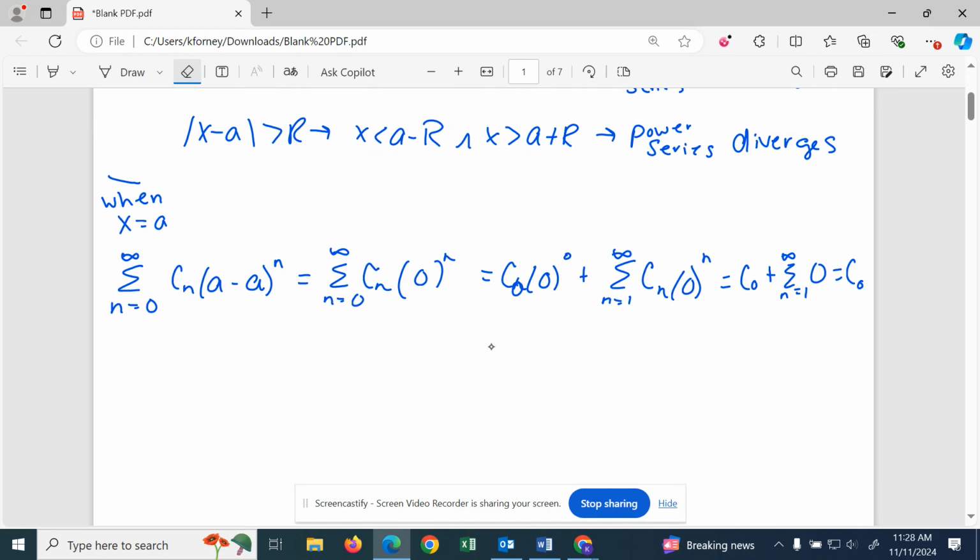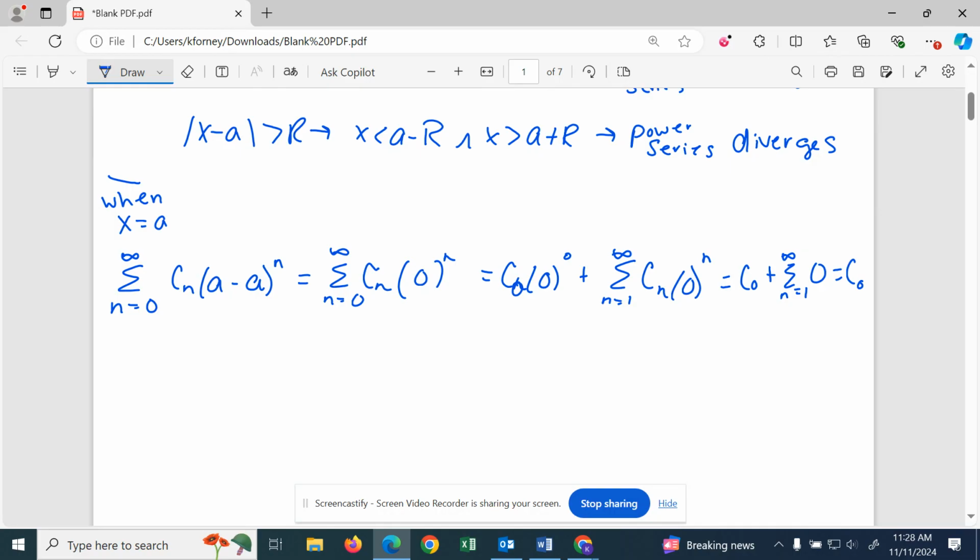Hopefully we all see that connection, but if not, 0 to any power other than 0 is going to give you 0 here. So that's how this is going to be 0, which is c sub 0. Okay, so the power series converges, and we stripped out the first term since it was the only non-zero term.